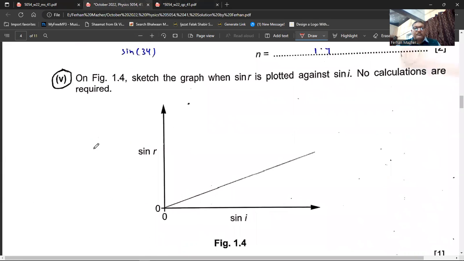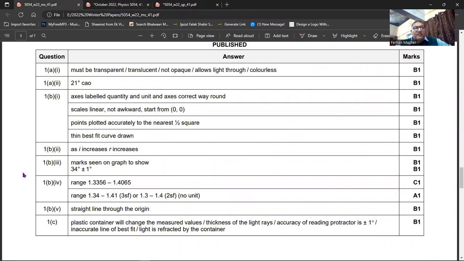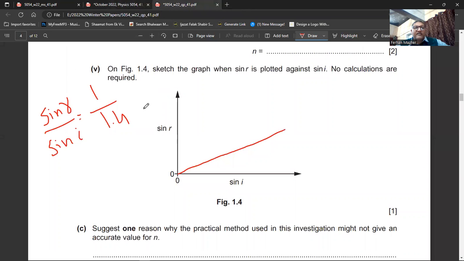Okay, the gradient must be less than 1. Here we go. The graph should be like this. Okay, straight line through the origin. That's what they are saying.